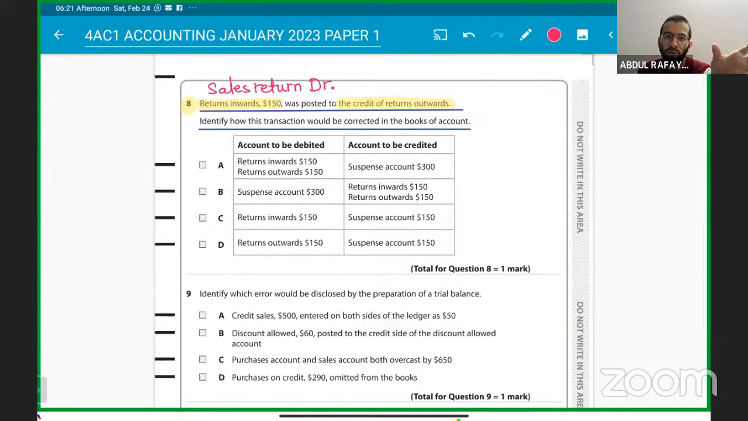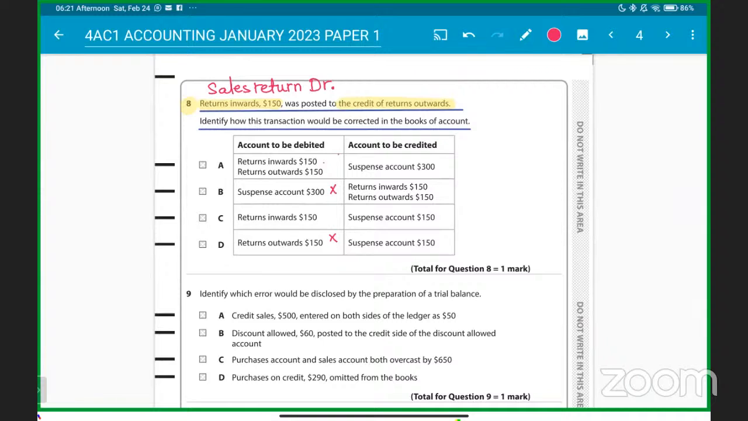What we need to understand, students, is that sales return should be debited, which means that we should have done return inwards debit. So either A is the answer or C is the answer, otherwise it's not possible. So I'll skip B and D, because return inwards needs to be recorded on the debit side. Return inwards is only coming in A and C, so it will be either A or C. Are you getting it clear?